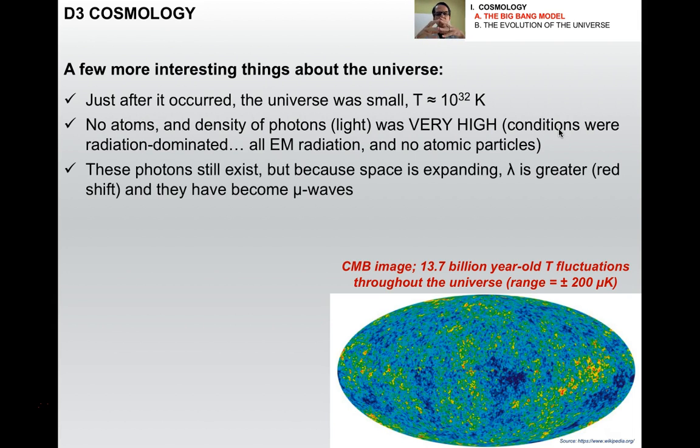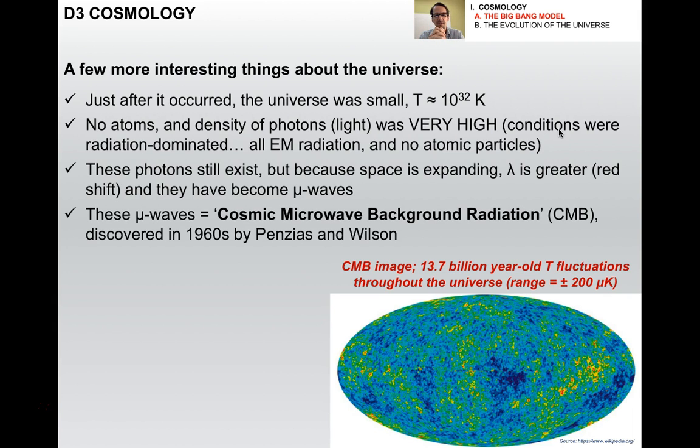Now, all of these photons still exist, and this is the really amazing thing. They still exist, but because space is expanding, the wavelength of those photons has gotten greater. There's been a redshift, because what those photons exist in has actually expanded, and they have become microwaves. We know this because in the 1960s, two scientists, Penzias and Wilson, mapped the entire night sky, and they found that it was flush with cosmic microwave background radiation.